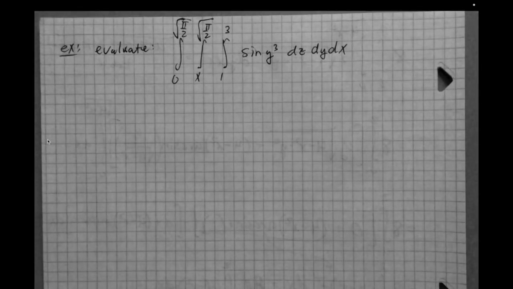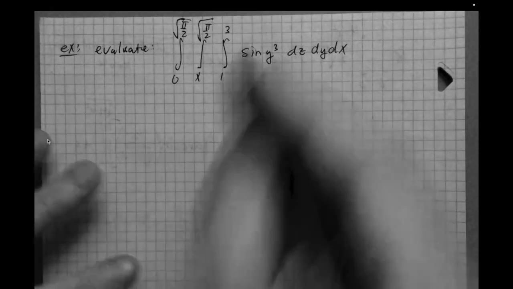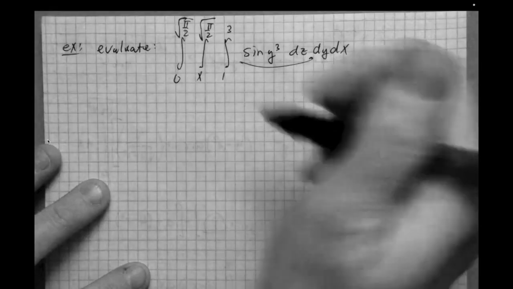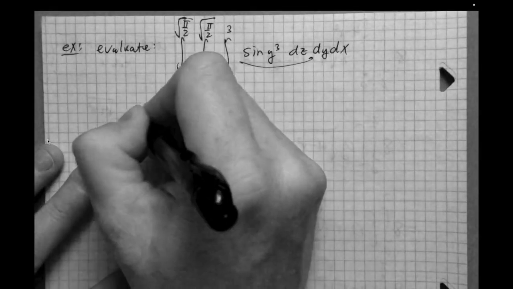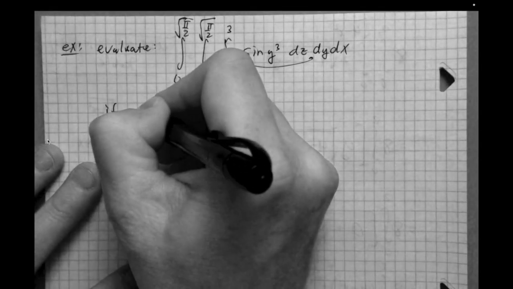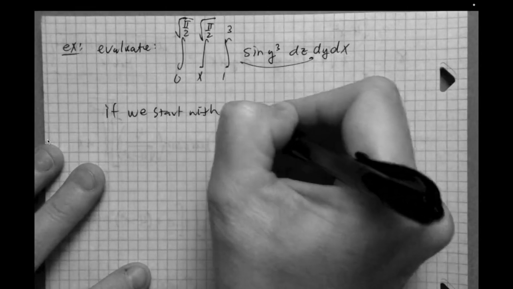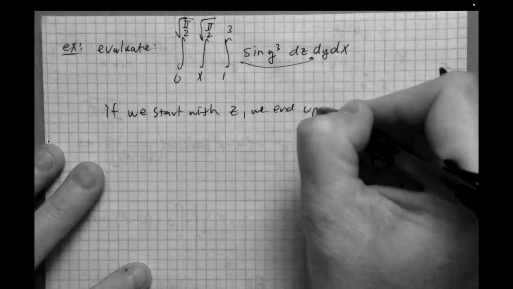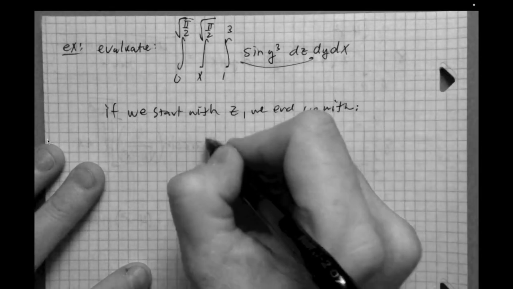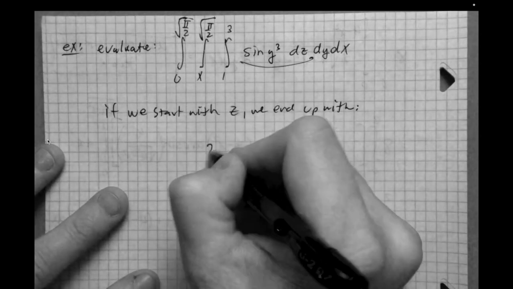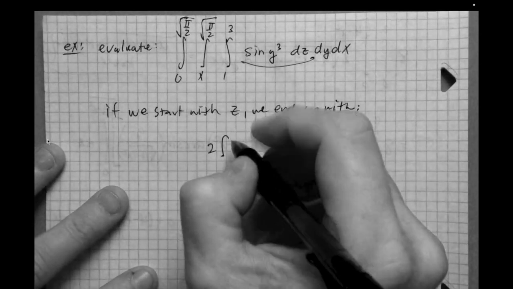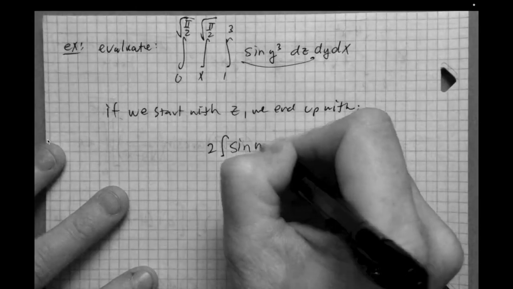Now, if we integrate with z first, as indicated, followed by y, then after we do the first integral, we'll end up with the following. If we start with z, we end up with a middle integral that looks like this: 2 times the integral of sine of y squared dy.